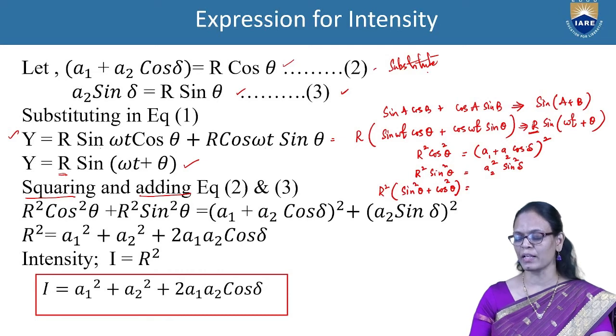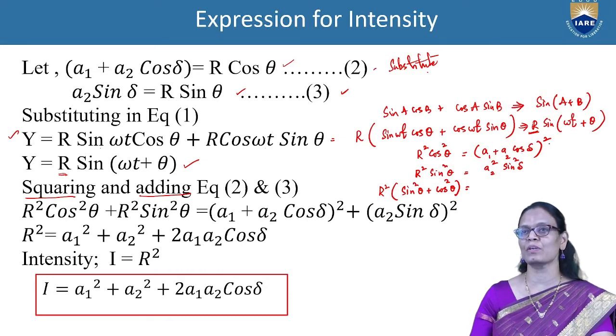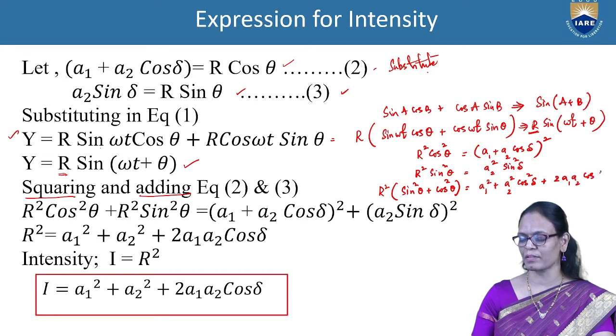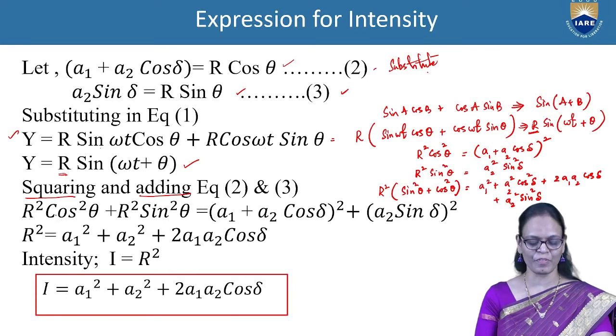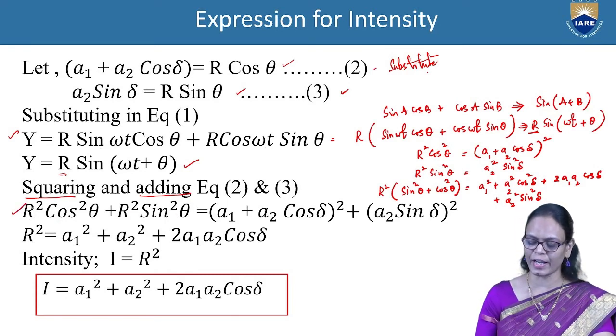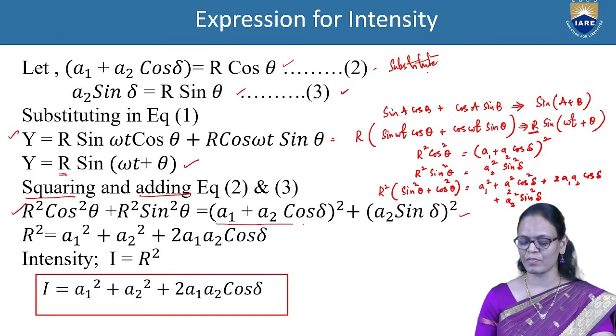And here before adding, we are going to expand this term. This is like A plus B whole square. So A plus B whole square means we will write it as A1 square plus A2 square cos square delta plus 2A1 A2 cos delta plus A2 square sin square delta. So in the first step, we have just done the squaring and adding. Now we are going to expand this term. So sin square theta plus cos square theta is equal to 1. So what we have here is simply R square is equal to A1 square plus A2 square.